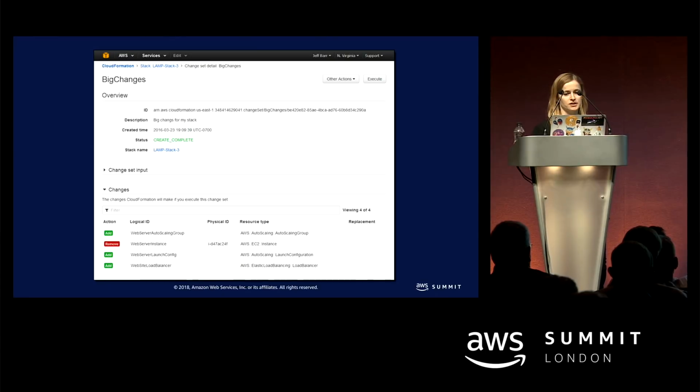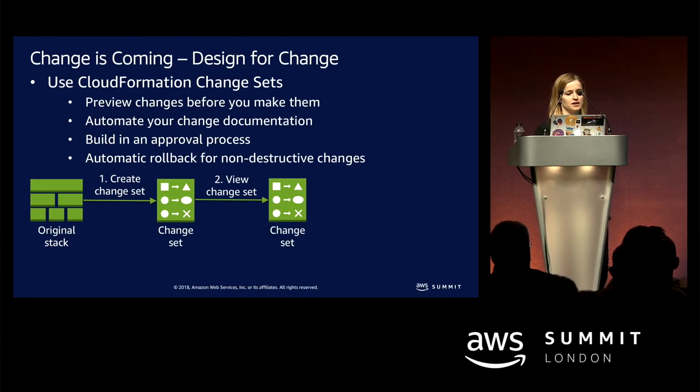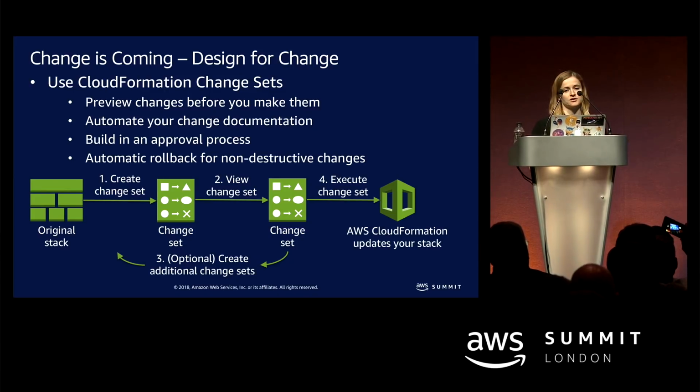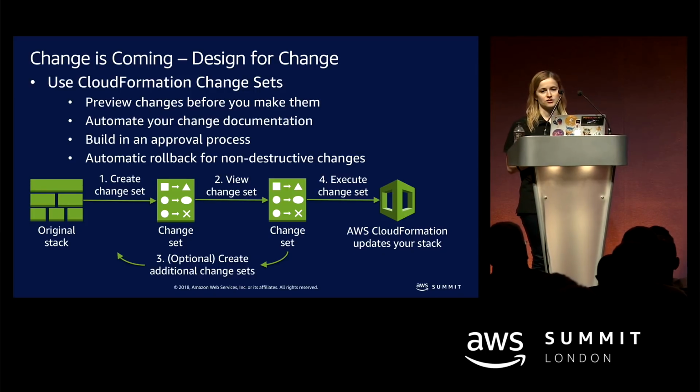And afterwards, what you can do is you can either create additional change sets. So for example, if something there didn't look right, you can create an additional change set just to see how changing the infrastructure in another way would affect underlying resources. Or if you're happy with it, you can execute the change set, and CloudFormation will update your stack and resources.